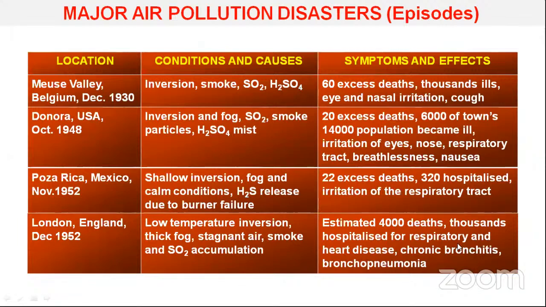Thousands were hospitalized for respiratory and heart diseases and chronic bronchitis, that is asthma. That was a famous episode, which made every environmental scientist very cautious to do a lot of in-depth research, and that is why we now have some clues on how to prevent the formation of smog in temperature inversions. That is a tragic accident that happened in London in 1952.